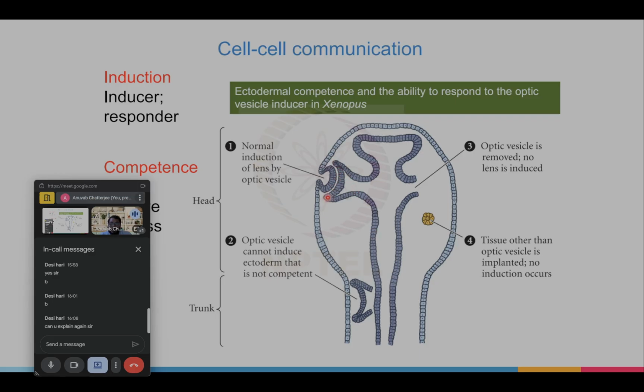One tissue layer sends out a signal, that is the inducer, the other tissue layer catches it and undergoes morphogenesis. The ability to catch the signal and undergo morphogenesis is known as competence. So you have to have both at the same time for morphogenesis to actually occur in such a structure. Is this fine? Okay.